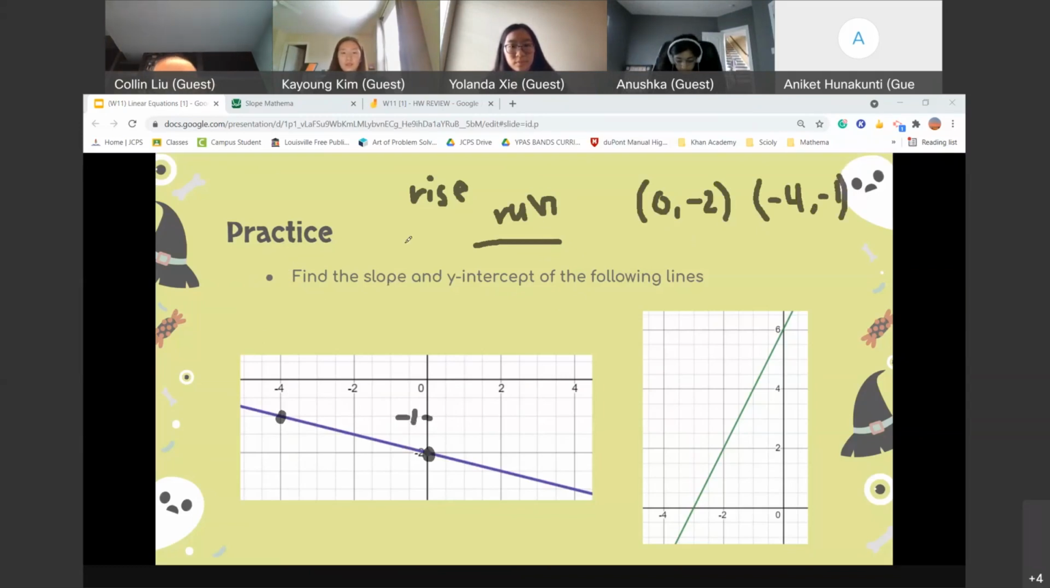Okay, so now I'm going to do rise over run. So this is a more simple one when you can actually see the graph. So rise was up and down, right?